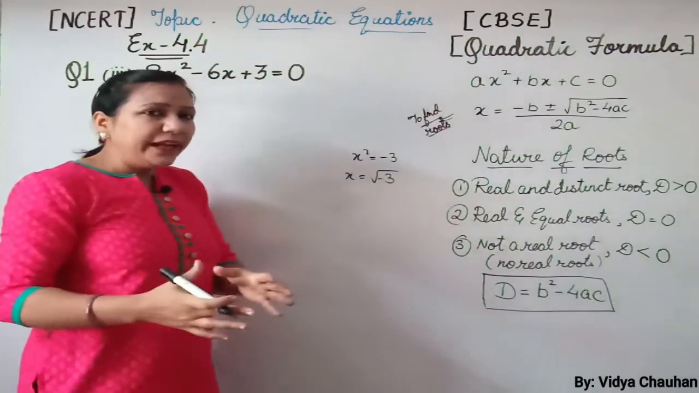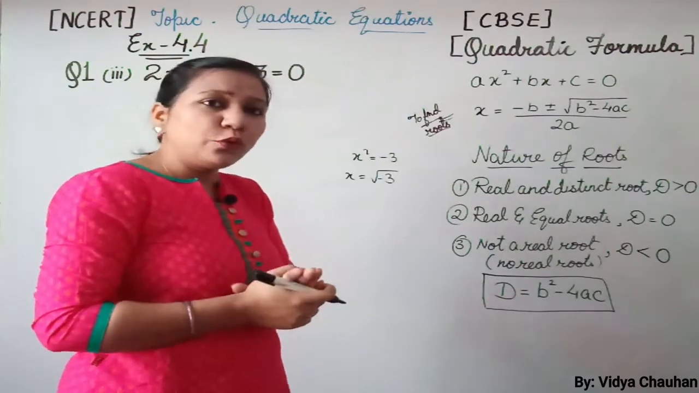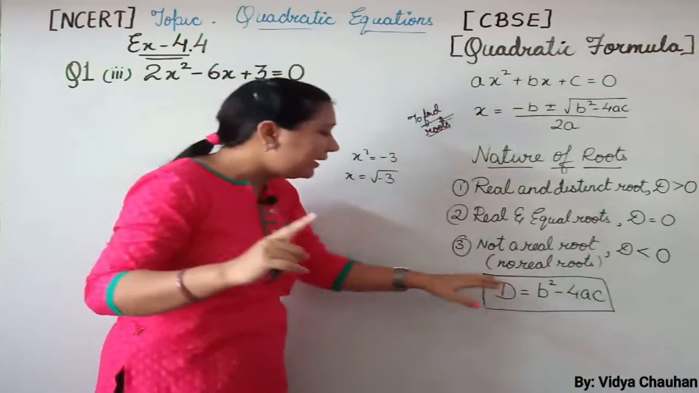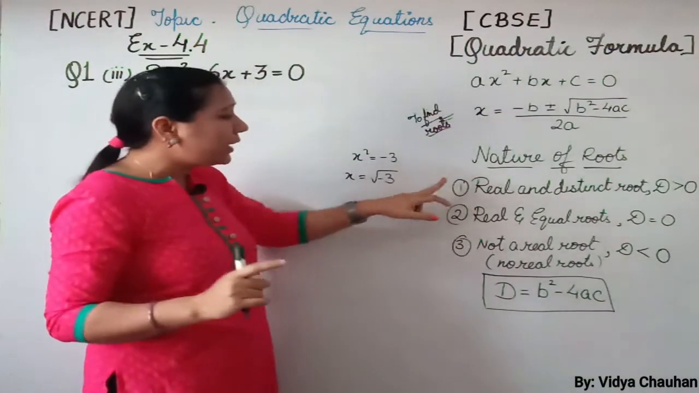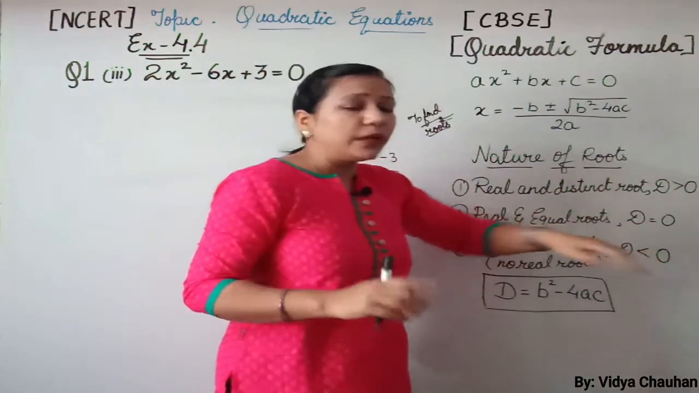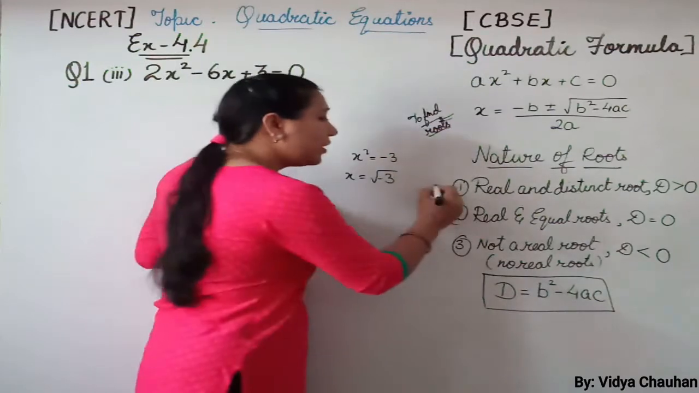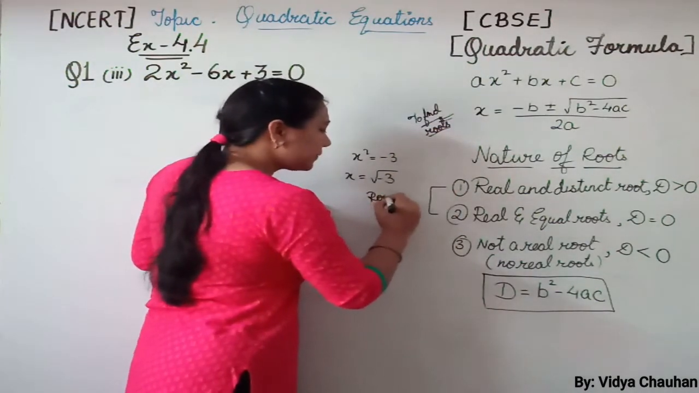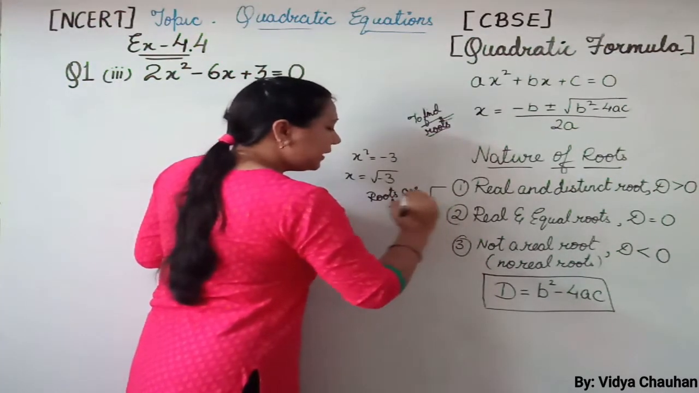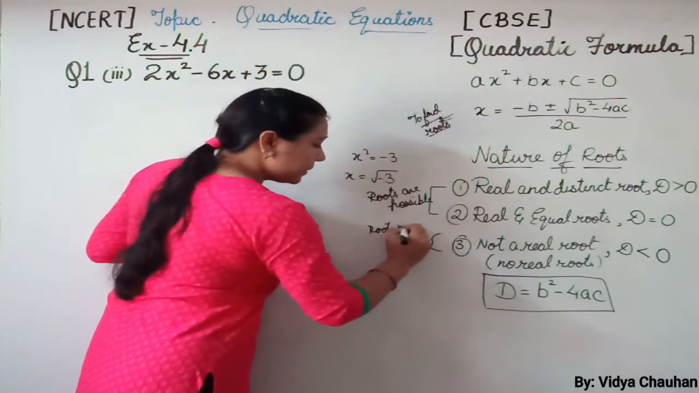So if any quadratic equation is given to you in which you have to find its roots by the quadratic formula method, the very first and most necessary thing is to find the nature of the roots. If you get the first two cases, that means D greater than 0 or D equals 0, then you can continue with the next process of finding the roots, because in these two cases only roots are possible. But if you get D less than 0, in this case roots are not possible.